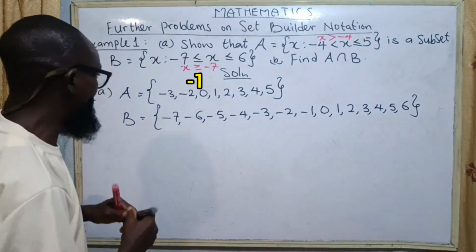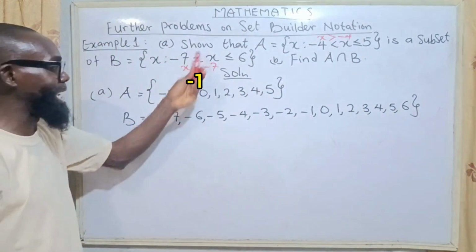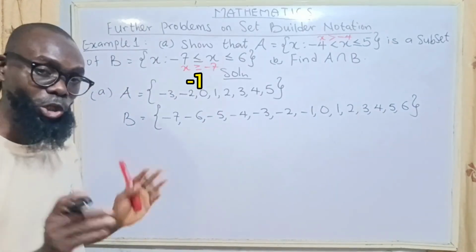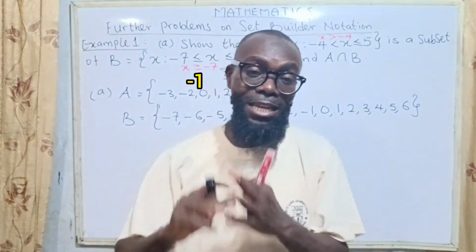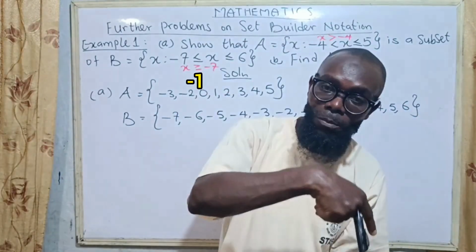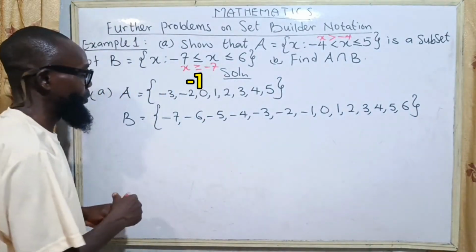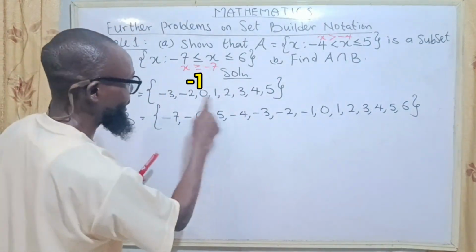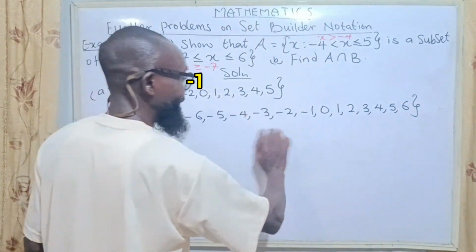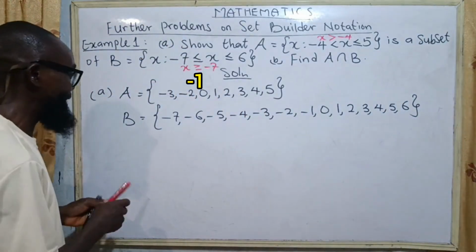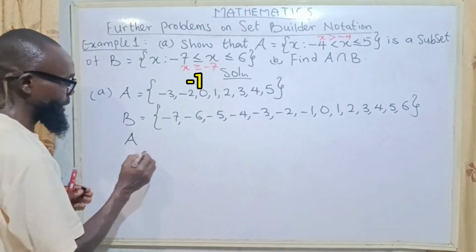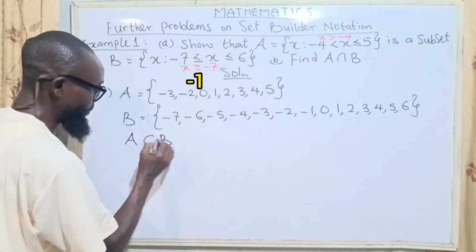Fine. When we now look at this one, we are told to show that this set A is a subset of B. What do we mean by subset? Subset means all the elements of A must be in set what? B. Let's look at this. We have minus 3 is here, minus 2 is here, 0 is here, 1, 2, 3, 4, 5. They are all here. Definitely A is a subset of B.